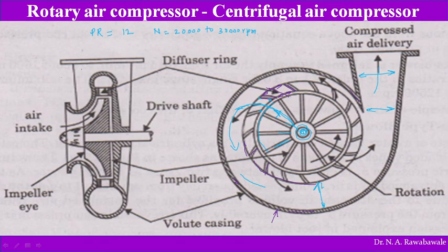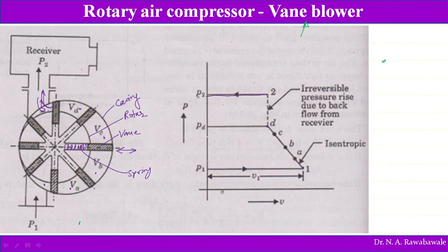Now this is how this centrifugal air compressor works. Now coming back to the previous one, the rotary air compressor, vane blower. This is capable of producing a pressure ratio PR, that is P2 divided by P1. We call this the pressure ratio, which is 8.5.